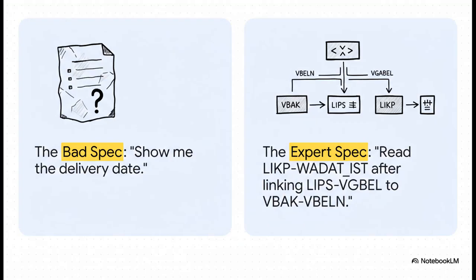And here it is. This is the payoff. On the left, you've got that bad spec, the wish list we talked about. "Show me the delivery date." So vague. But on the right, that's the expert blueprint. It's not just an ask, it's practically pseudocode. It tells the developer exactly how to get the information. Link the sales order number from VBAK to the preceding document field in the LIFPS table. And once you have that link, grab the actual goods issue date from the delivery header, LIKP. It's clear, it's actionable, and best of all, it's correct.